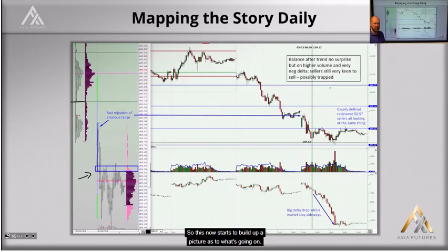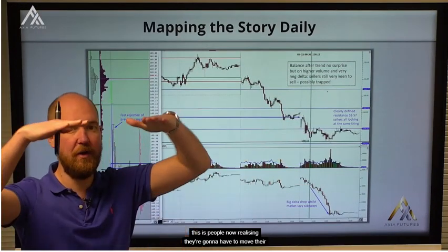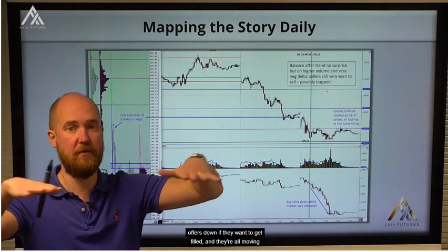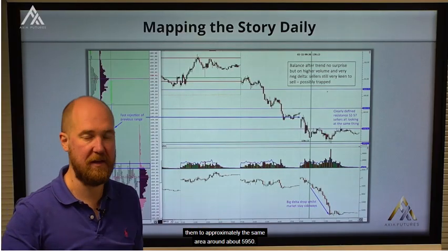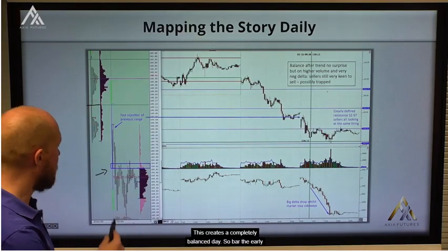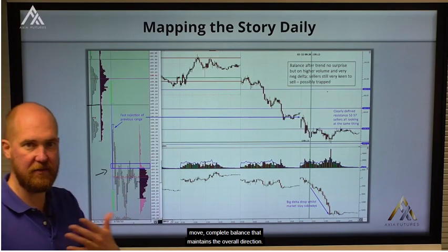So this now starts to build up a picture as to what's going on. You have responsive traders. These aren't the initiative traders that drove the move down. This is responsive action. This is people now realizing they're going to have to move their offers down if they want to get filled, and they're all moving them to approximately the same area, around about 59.50. This creates a completely balanced day. So bar the early move, complete balance. That maintains the overall direction.